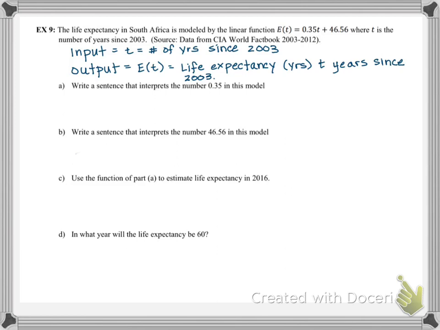Okay, so now we're going to start with interpreting some of the numbers in the function itself. Let's always start with what the number represents in terms of an equation. So in terms of a linear equation, y equals mx plus b, what is that 0.35? It's my slope, right? So 0.35 is the slope. And remember that slope is the change in the output over the change in the input.